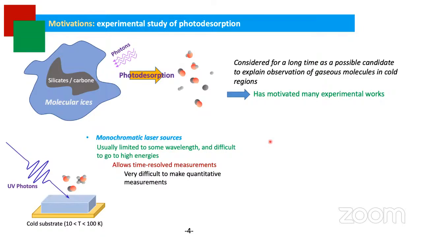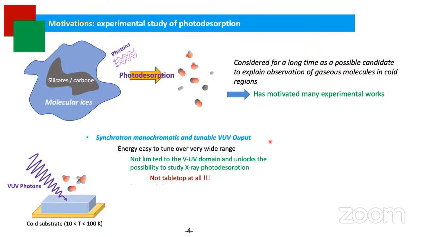And also, it's extremely difficult to generate UV photons which are violet enough to be really relevant in terms of the interstellar medium. Finally, and this is a bit of specialty, we can also study the photodesorption by using monochromatic light that you can very easily tune over a very wide range of energy.